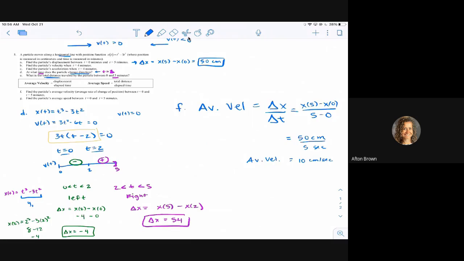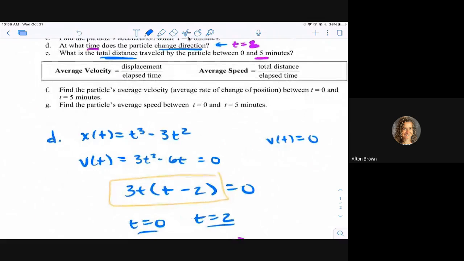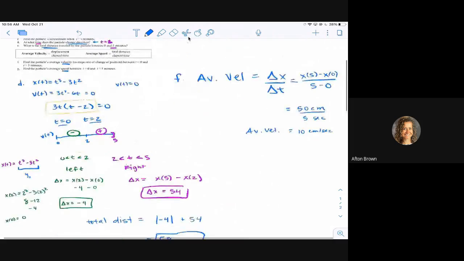Okay, average speed. What's the only thing that's different between question F and question G? It went from velocity to speed. What's the difference? Speed is the absolute value of velocity. Very good. Now, I guess it does change because we do have to consider total distance. But it shows it to us there, and we already found total distance. So for average speed, we have to consider how far we've traveled.